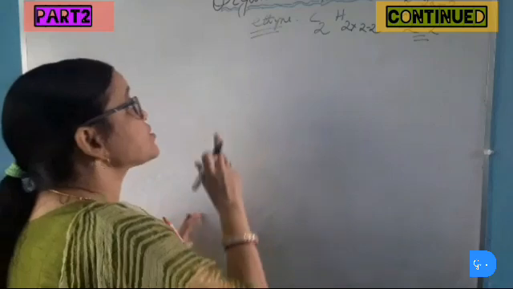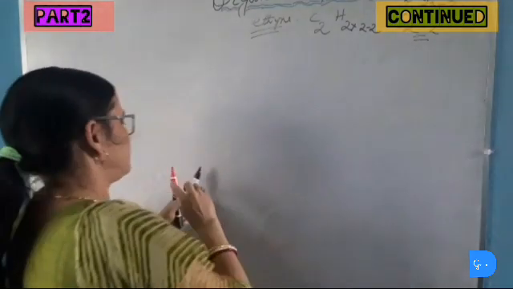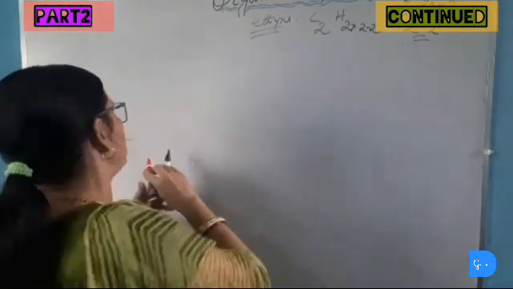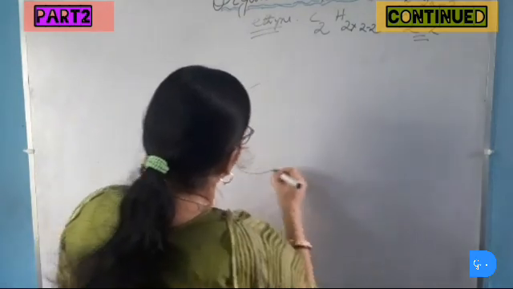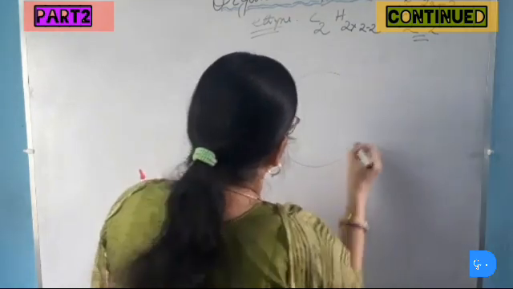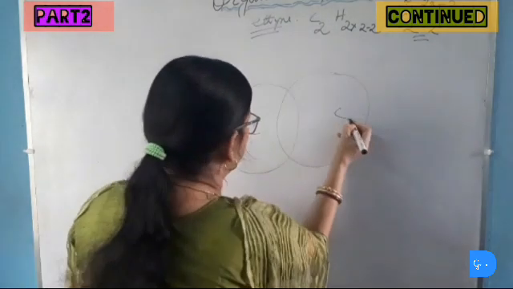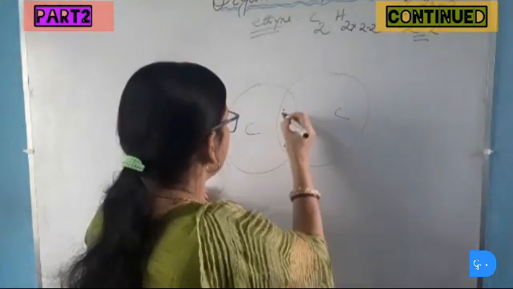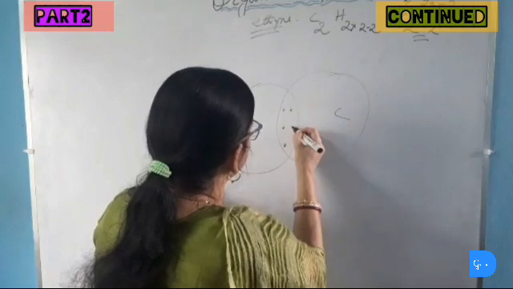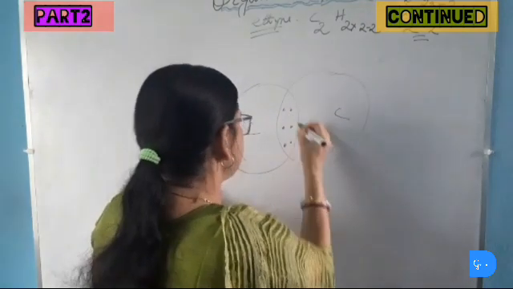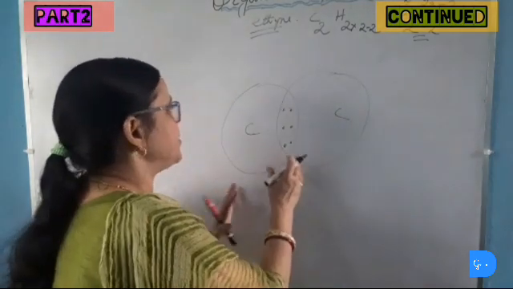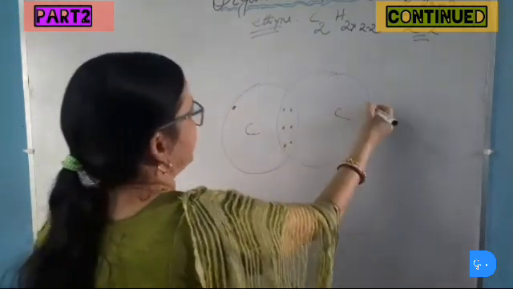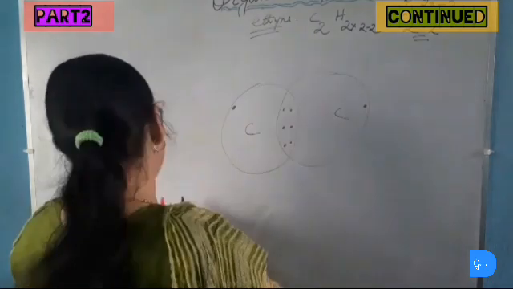Now we will draw the structure. Ethyne contains a carbon-carbon triple bond because it is an alkyne. So this is the carbon atom and this is the carbon atom. Each carbon will share 3 electrons because it is a carbon-carbon triple bond. This carbon gives 3 electrons and this carbon also gives 3 electrons. So there are 6 electrons or 3 pairs of electrons which are shared. How many electrons will be left here? Only 1 electron will be left. Here also only 1 electron will be left.